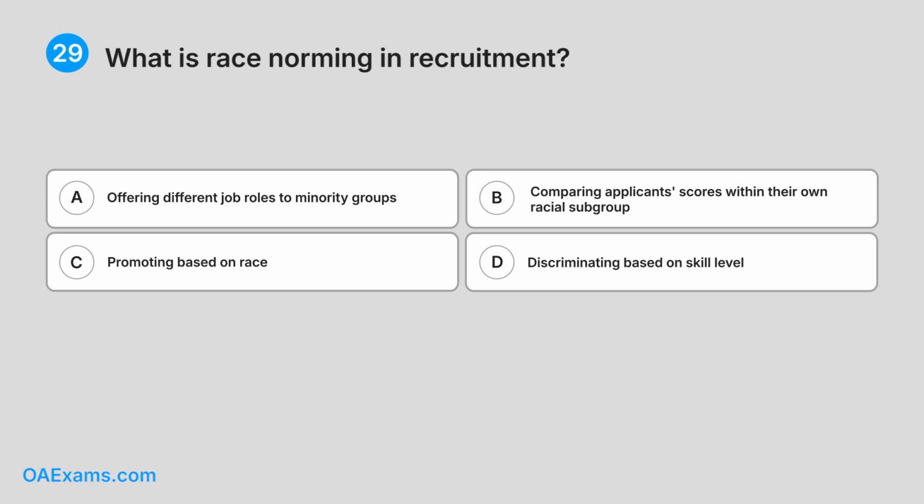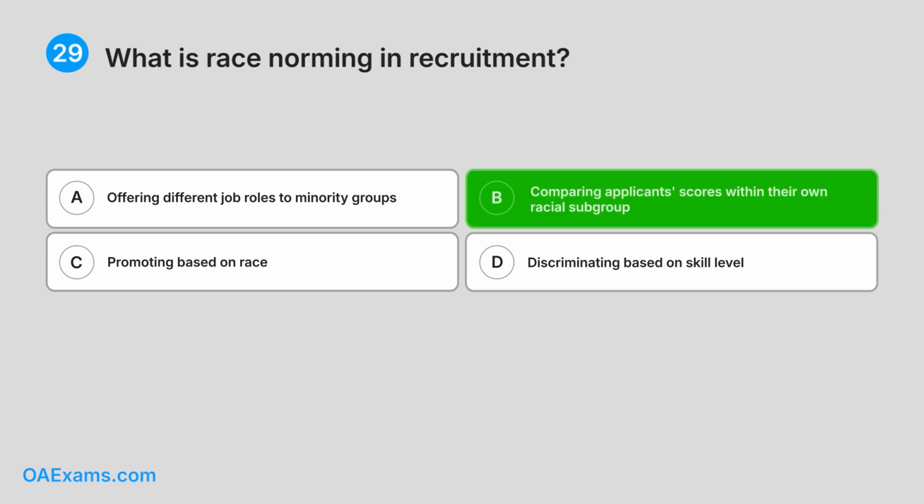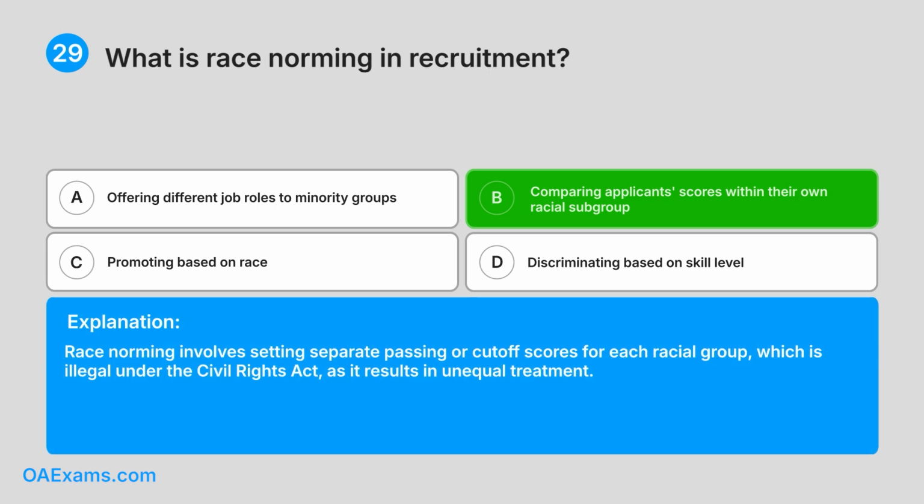Correct answer. B. Comparing applicants' scores within their own racial subgroup. Explanation. Race norming involves setting separate passing or cutoff scores for each racial group, which is illegal under the Civil Rights Act, as it results in unequal treatment.